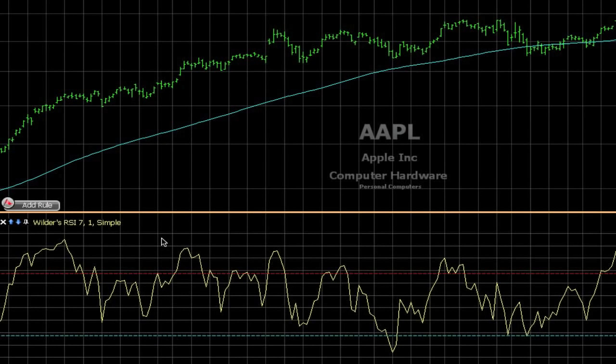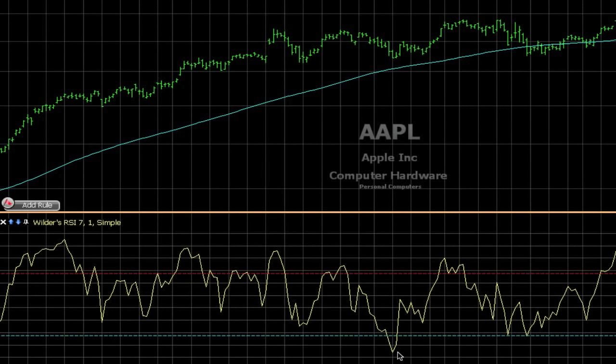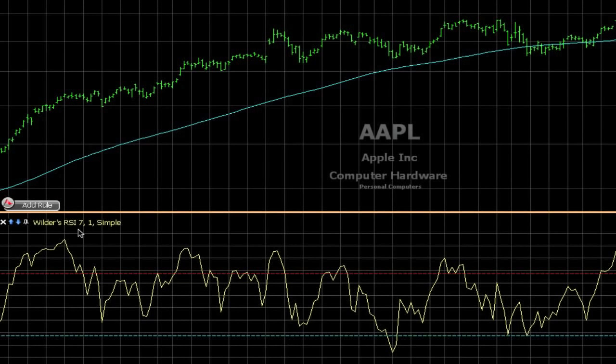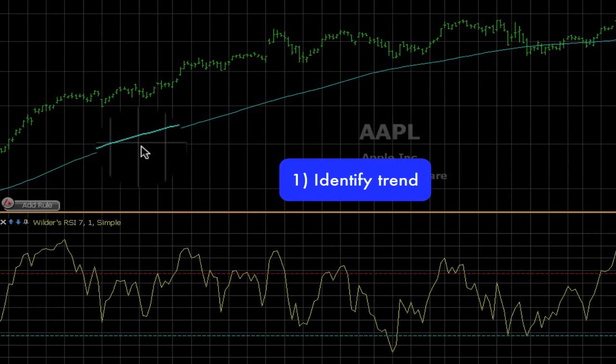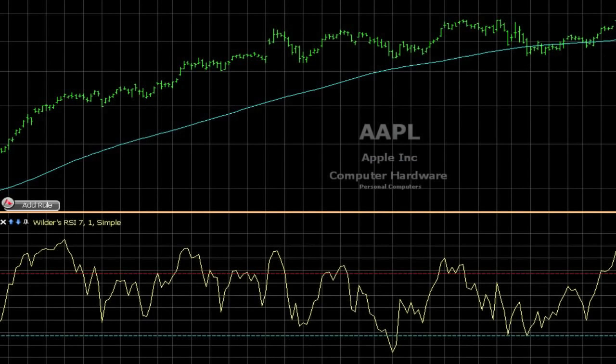But in order for me to get an oversold level, which is here, together with a trend still intact, I need to lower my settings in the RSI. I've done that to 7. So here's the setup. First, I identify the trend. I look at my MA and I see that it's upsloping. So I'm only going to take long plays.